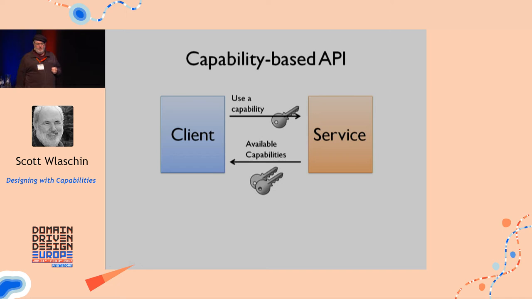Now, the things you can do at that point are different based on where you are in the system. So if I'm on one page on a website, it may be that I can't do anything other than log out, or maybe I can go back to the home page. So there are 2 capabilities available to me, and none of the other ones are available because of the state that the system's in. And that is a much nicer model. It's an intention revealing interface.